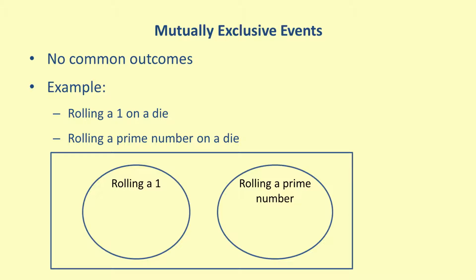For the event of rolling a 1, there is only one possible outcome. For the event rolling a prime number, there are three possible outcomes: 2, 3, and 5. The remaining two outcomes, 4 and 6, do not belong in either event. There are no outcomes common between the two events, which is why they can be drawn with no overlap.